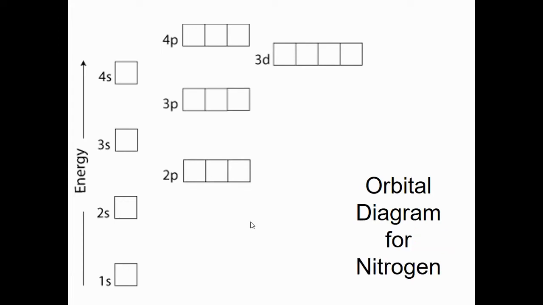Next, we have nitrogen. It has 7 electrons. This is what it looks like. Number 1, 2, 3, 4, 5, 6, and 7.